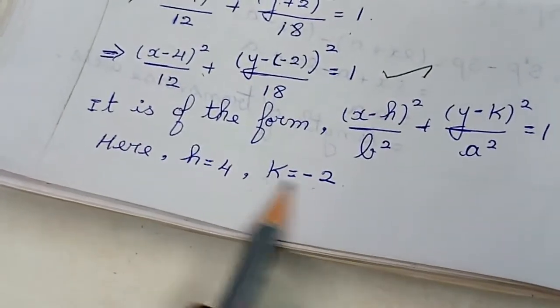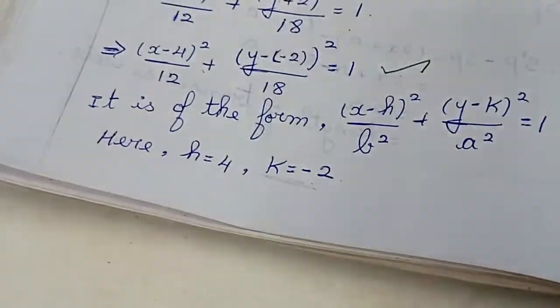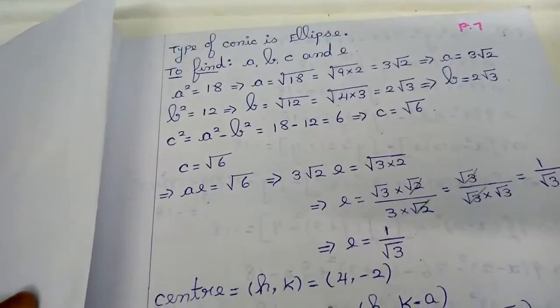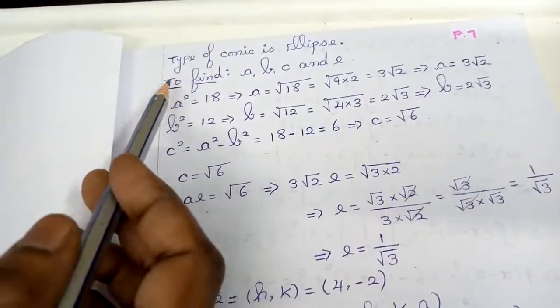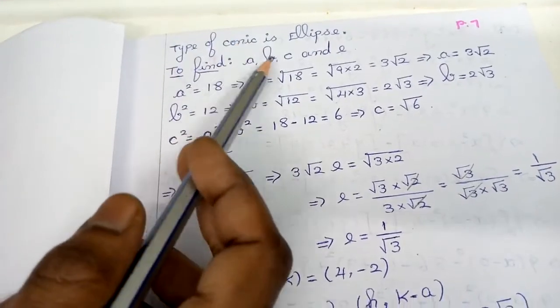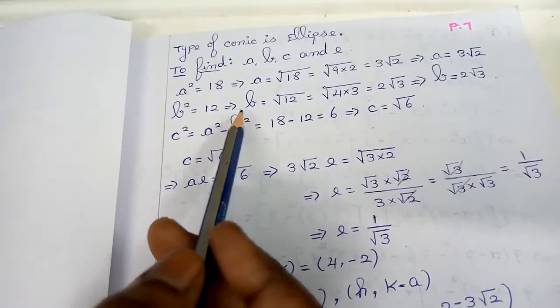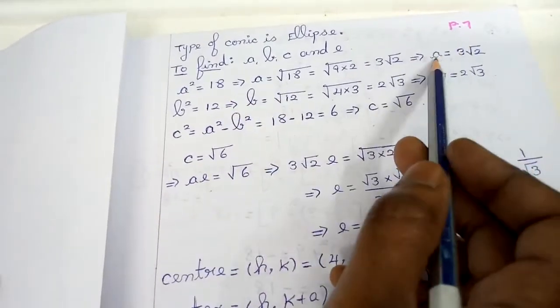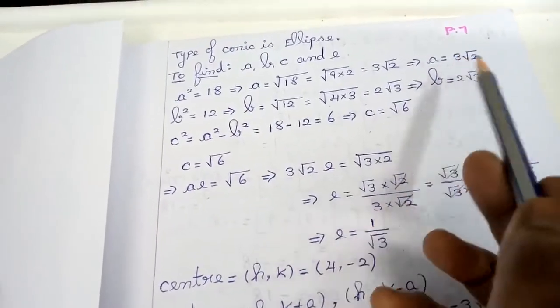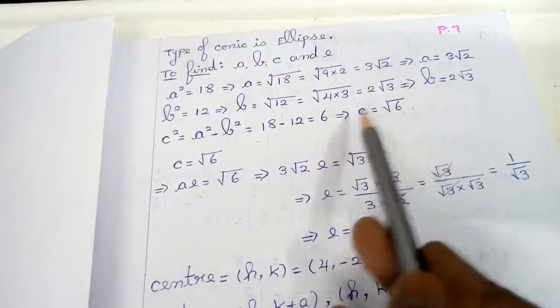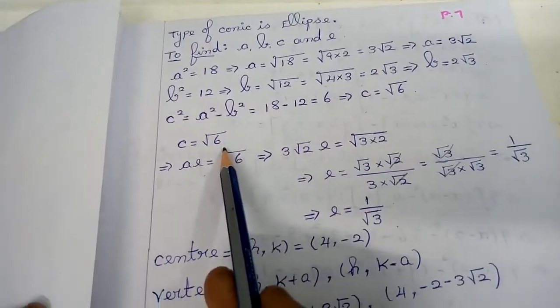You have to be very careful in this place. The type of conic here is ellipse. Same procedure, we are going to find a, b, c and e, students. So calculate the value. Here I am getting the value for a as 3 root 2, b as 2 root 3, and c as root 6.